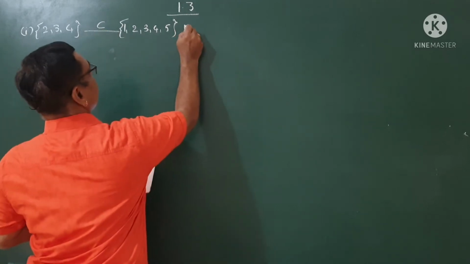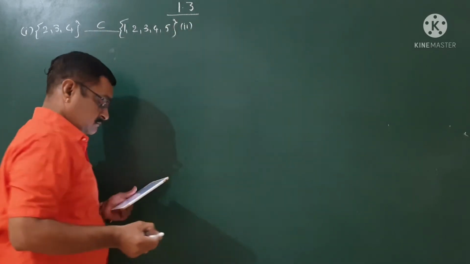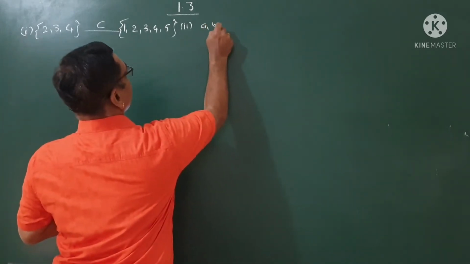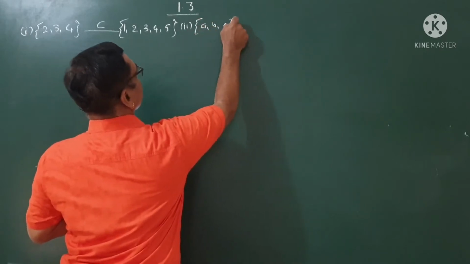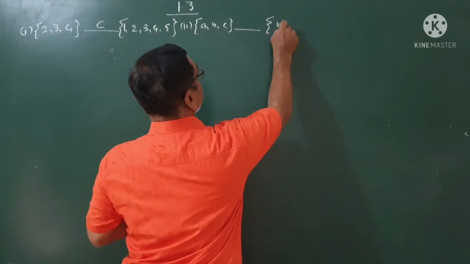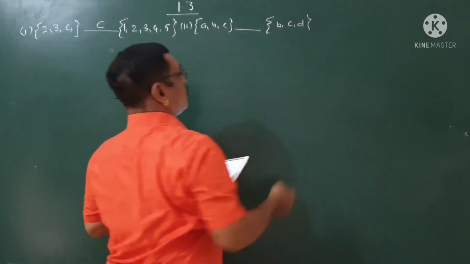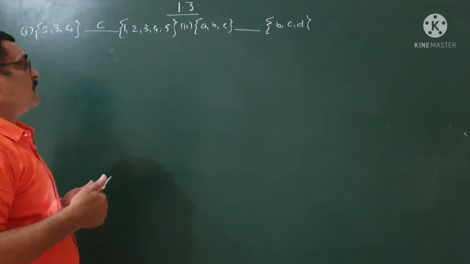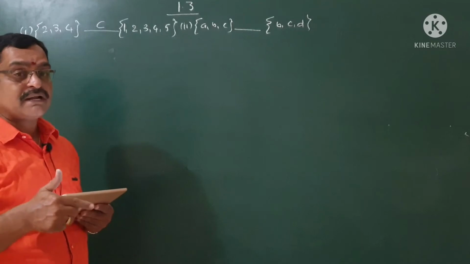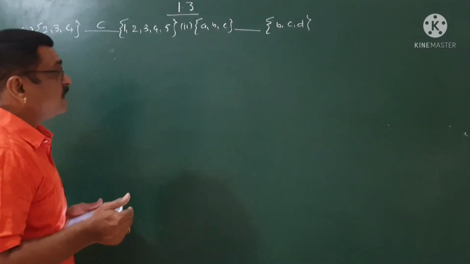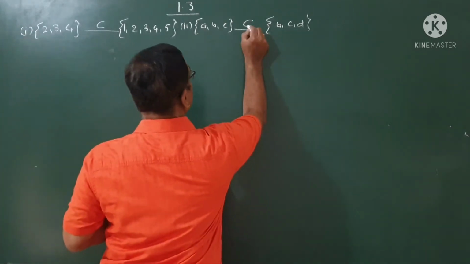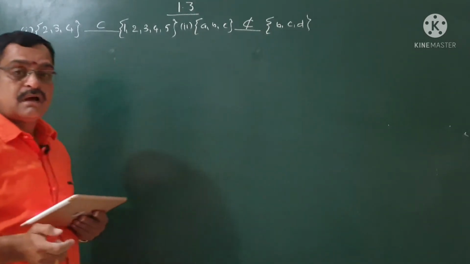Next, second question. The first set is given here as {a, b, c}, dash, whereas the second set is given as {b, c, d}. Now, if you observe carefully, b and c are elements of the first set, and they belong to the second set also. But a is an element of the first set but does not lie in the second set. Therefore, the first set cannot be a subset of the second set.